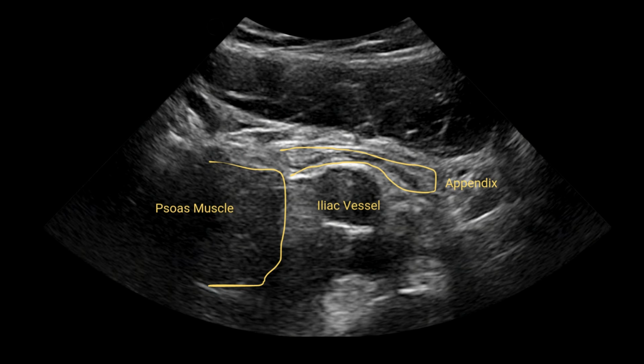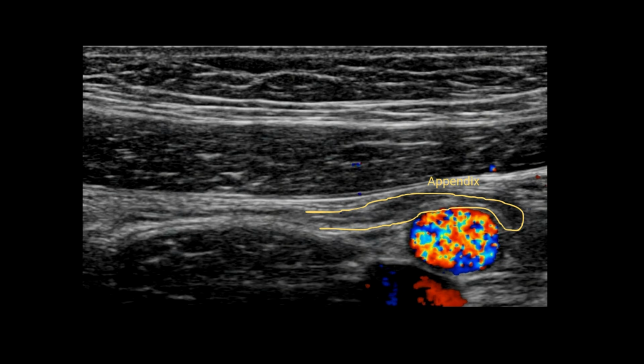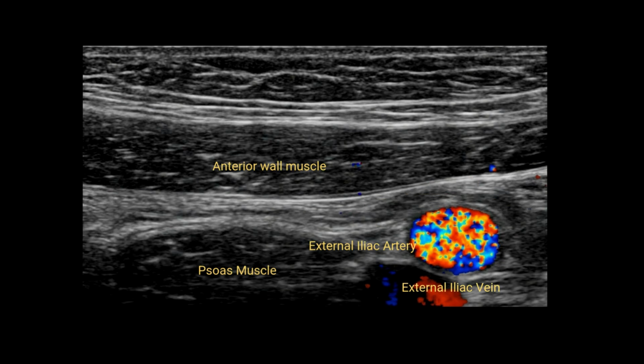You gently press the ultrasound probe downward toward the psoas muscle. The goal is to pin the appendix against this firm muscle. If the appendix is normal, it will flatten when you apply pressure. If the appendix is inflamed, as in appendicitis, it will stay round and non-compressible. It will appear like a target sitting directly on top of the psoas muscle.